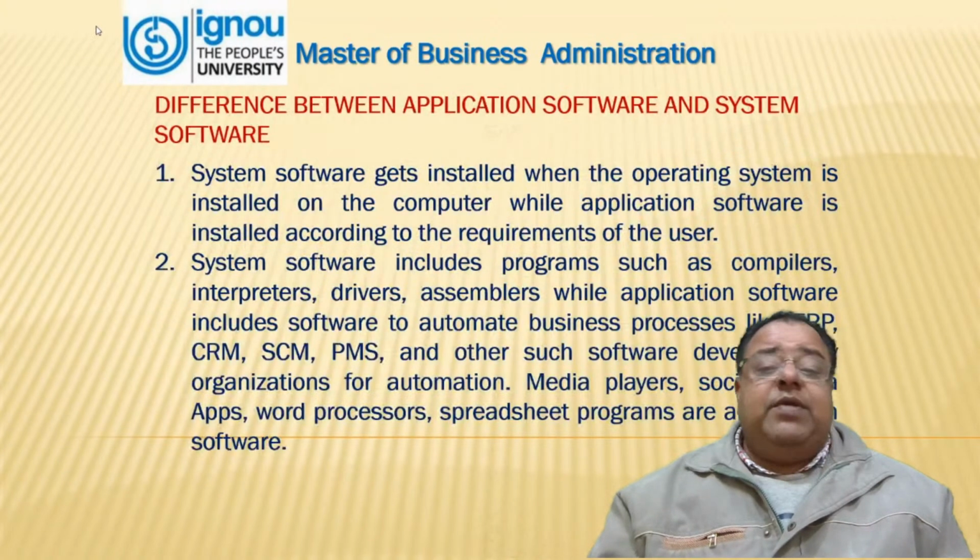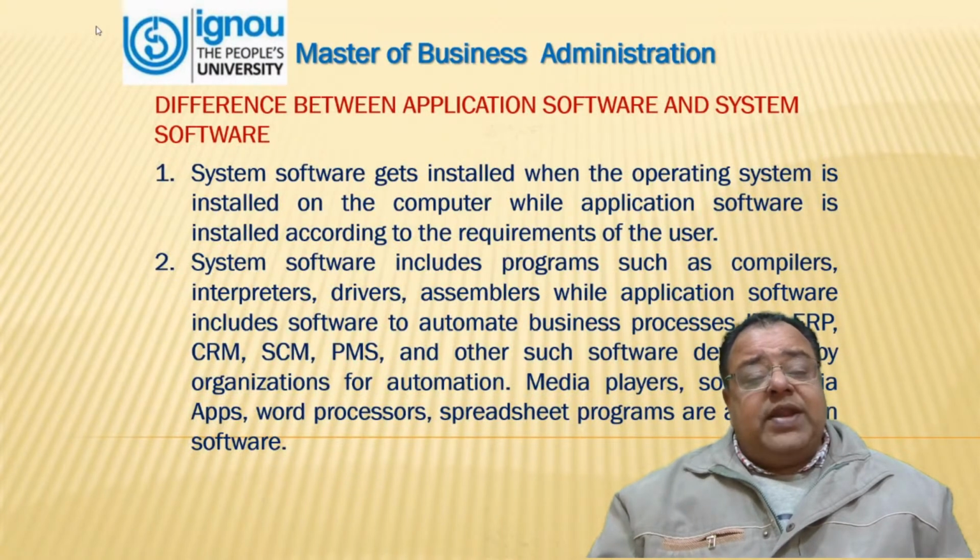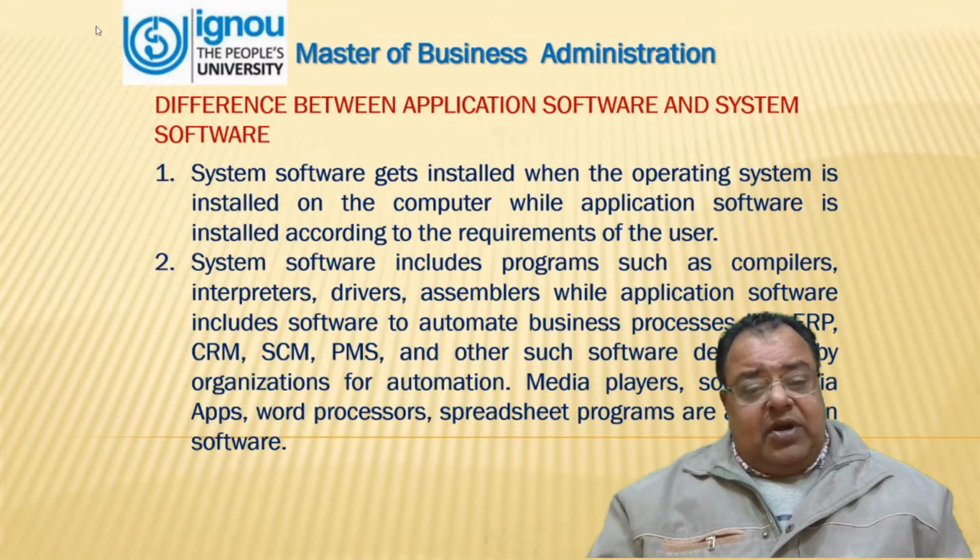What is the difference between application software and system software? System software gets installed when the operating system is installed on the computer, while application software is installed according to the requirement of the user.